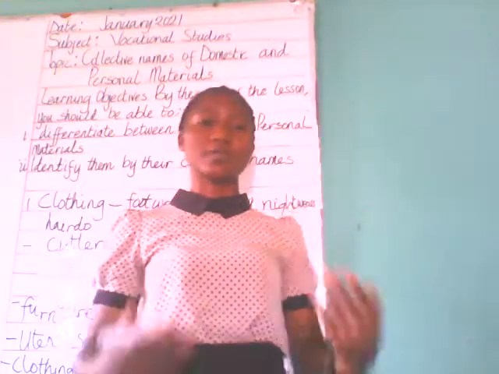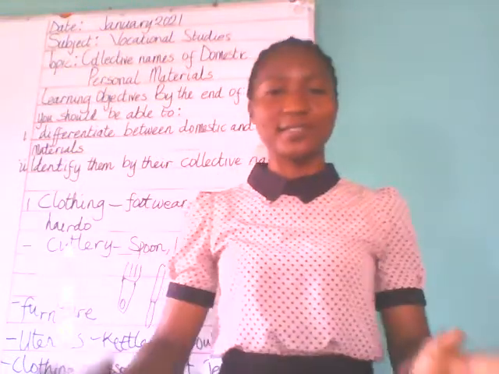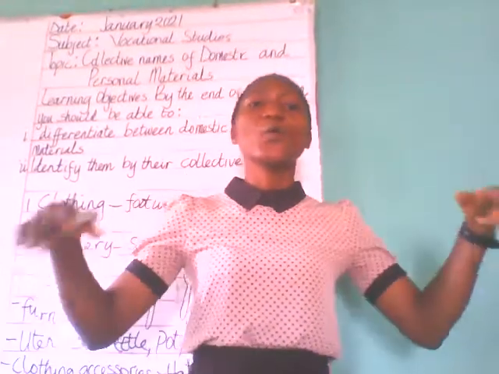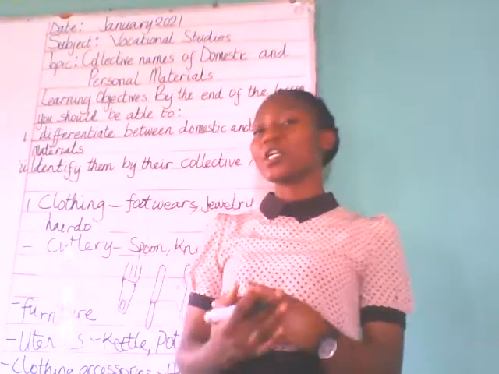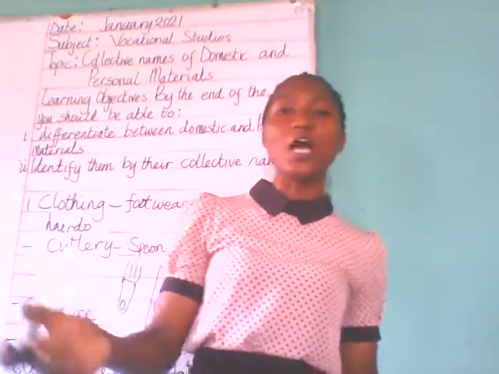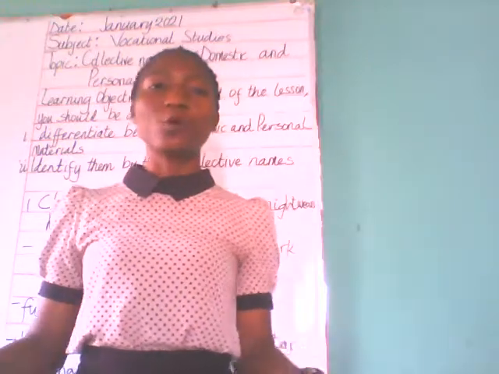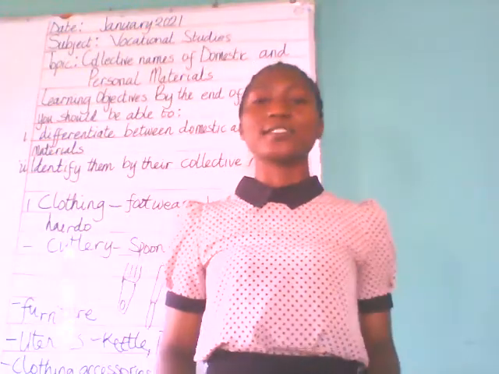Then we have the cutlery, which is a domestic material. Now what are they? We have the spoon, the knife, and the fork. Then we have furniture. What are they? The table, the chair, the shelf, and the wardrobe. This is a domestic material. It is used where? At home. It is not a personal material.